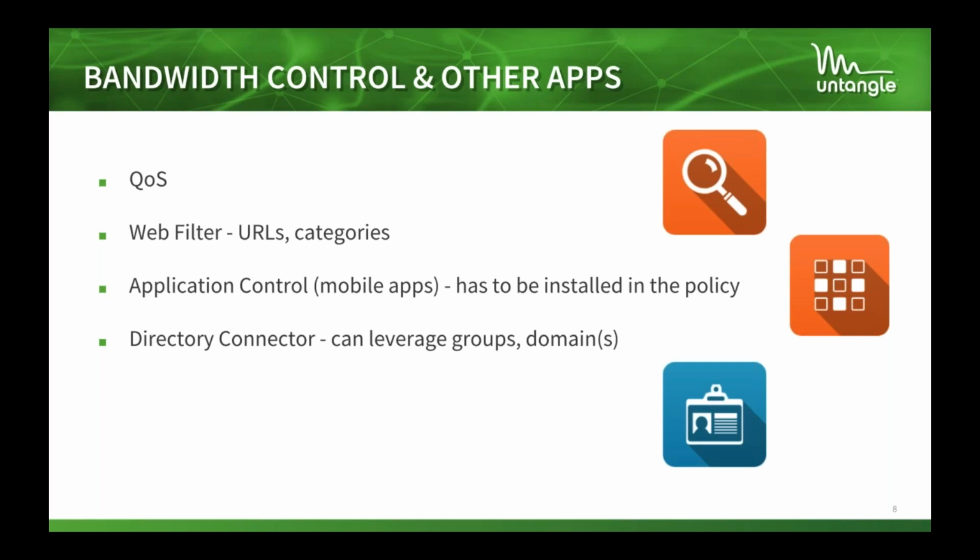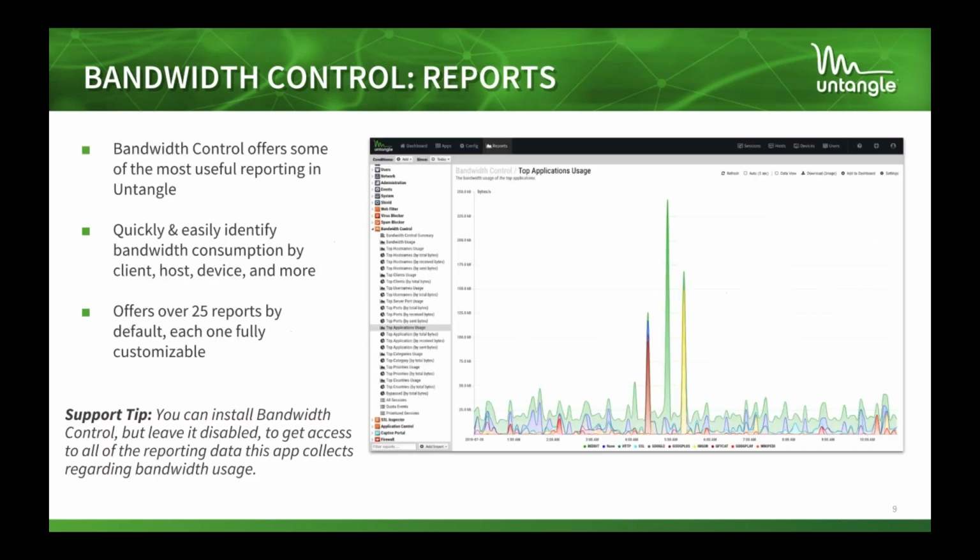It also hits application control. So these are mobile application signatures that need to be installed, obviously, in the policy. It's part of our complete package. But then we can leverage those signatures. We can say mobile application is YouTube, throttle it, et cetera. We also leverage directory connector. I mentioned it can see groups and domains from things like Active Directory if we're leveraging something like that.